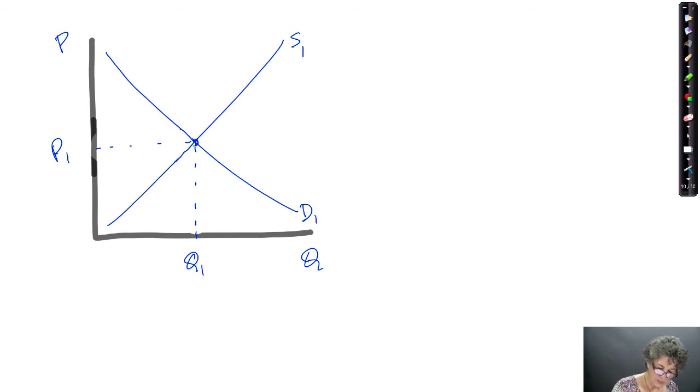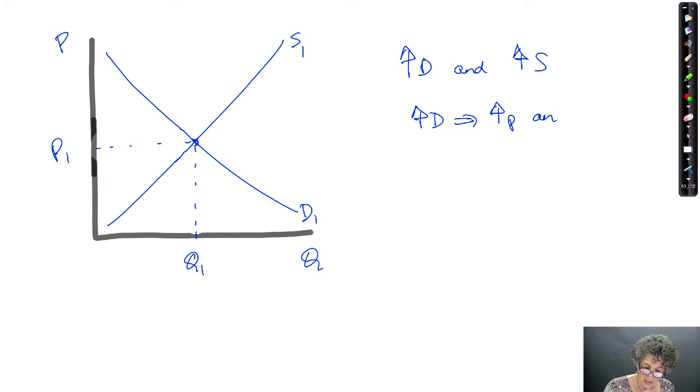So let's do this. Let's suppose that we have both an increase in demand and an increase in supply at the same time. What we saw on the previous screen is that an increase in demand leads to an increase in price and an increase in quantity. And an increase in supply, a shift to the right of the supply curve, leads to a decrease in price and an increase in quantity.